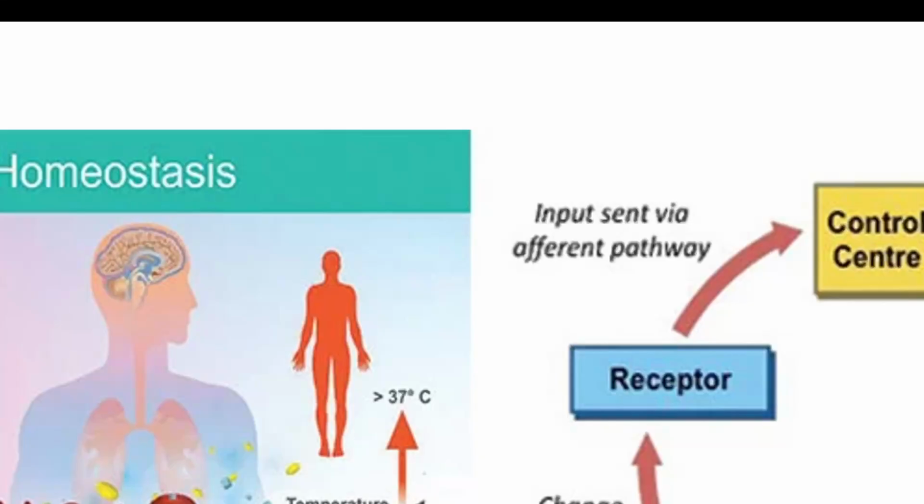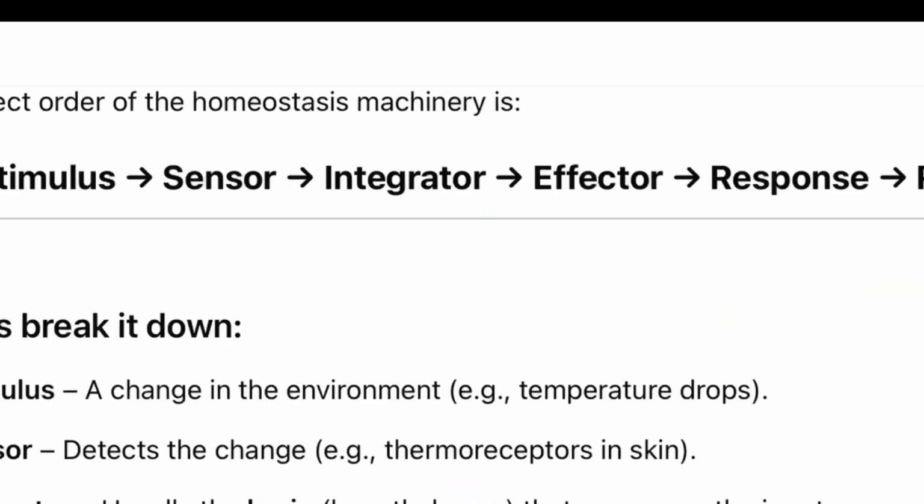If there is imbalance, which is the stimulus, the change is detected by the receptor, where the input is sent via the afferent pathway to the control center, the brain or the hypothalamus or the pituitary. The output is sent via the efferent pathway via the hormones or the nerve endings to the effector in response to the change, and the imbalance is corrected. So this is how homeostasis is maintained. So the correct order of homeostasis machinery is stimulus, sensor, integrator, effector, response, result.